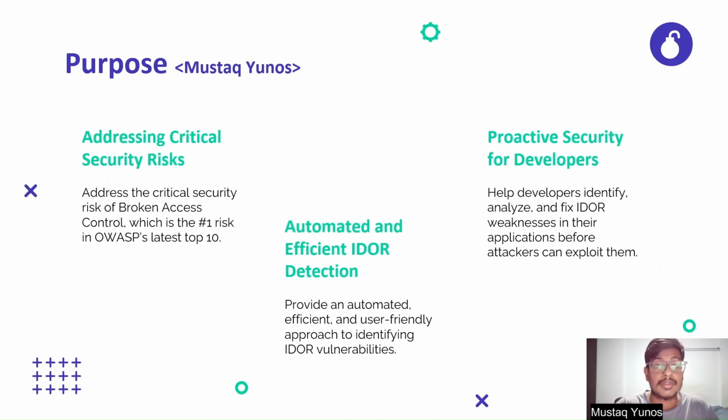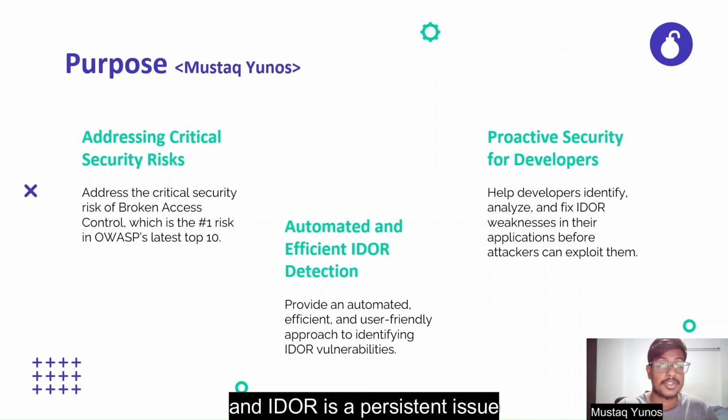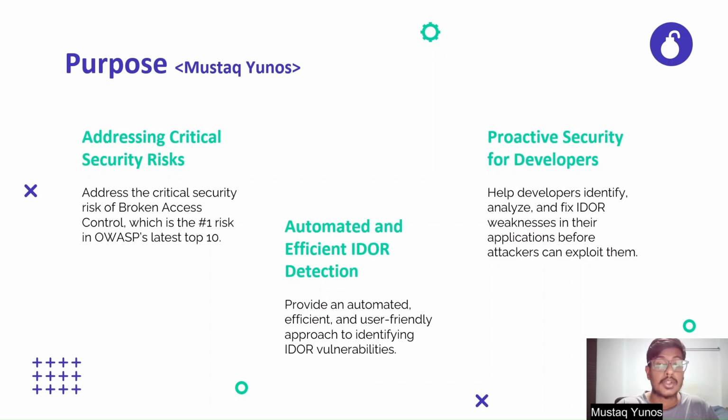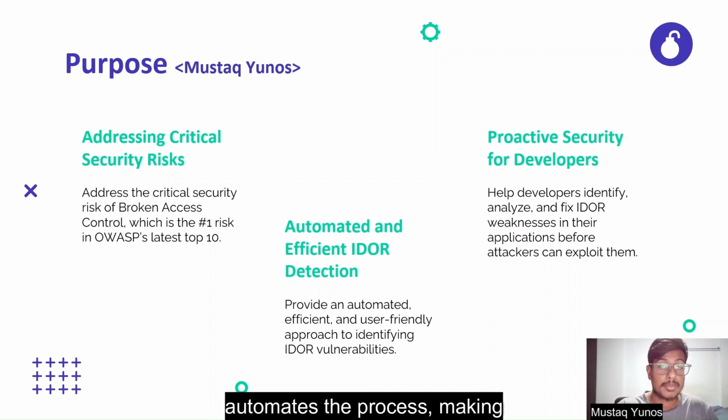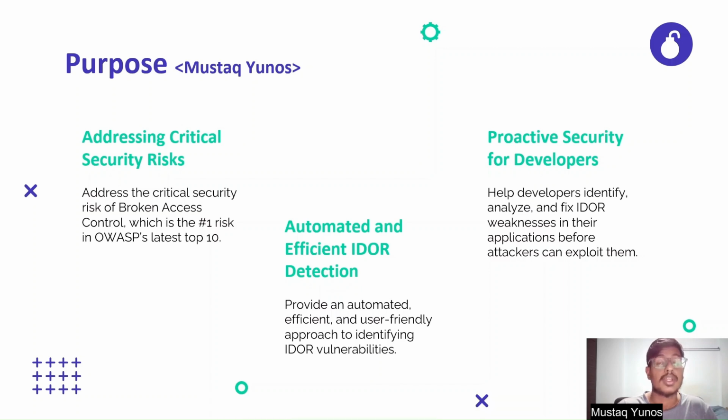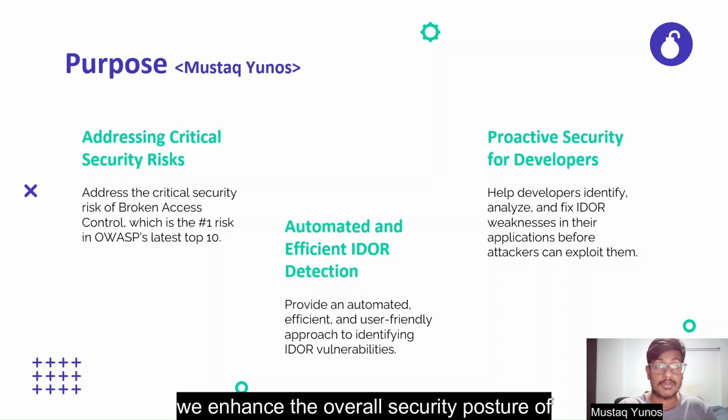The purpose of our project, firstly, is to address critical security risks. Broken access control is the number one risk in the OWASP Top 10, and IDOR is a persistent issue within it. Our tool directly addresses this threat. Secondly, automated and efficient IDOR detection. Instead of manual security testing, IDORGuard automates the process, making vulnerability scanning faster and more reliable. And thirdly, proactive security for developers. By helping developers identify, analyze, and fix IDOR vulnerabilities before they are exploited, we enhance the overall security posture of our web applications.